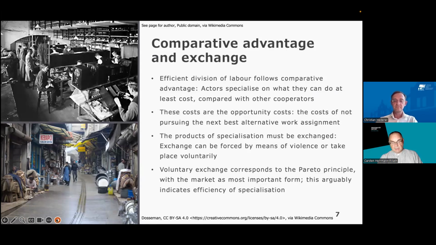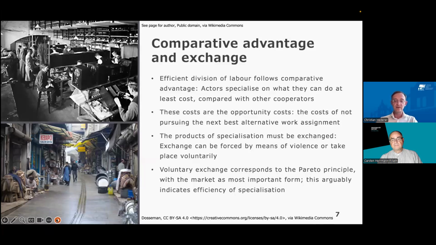Voluntary exchange may indicate that everyone benefits compared to non-cooperation, corresponding to what economists call the Pareto principle. Fulfillment of the Pareto criterion indicates an efficient result, with market allocation being the most important example. Importantly, however, this does not guarantee equal distribution of gains. We will return to these points later in this lecture.